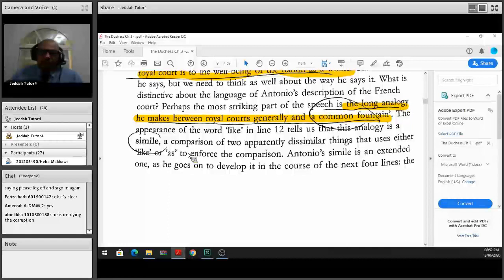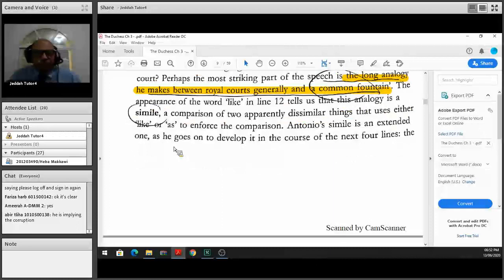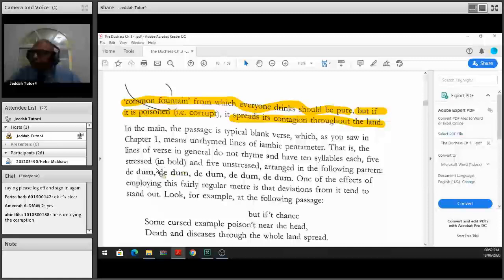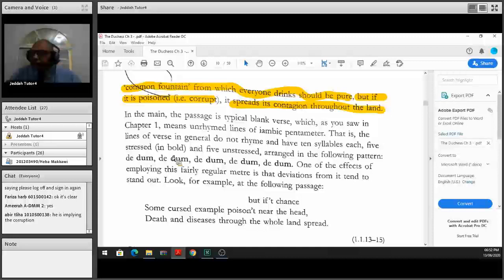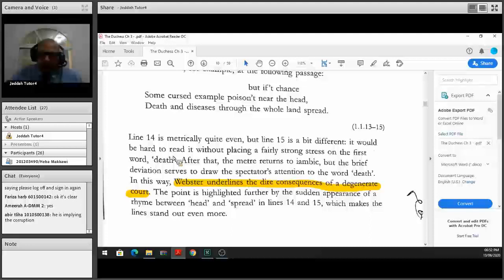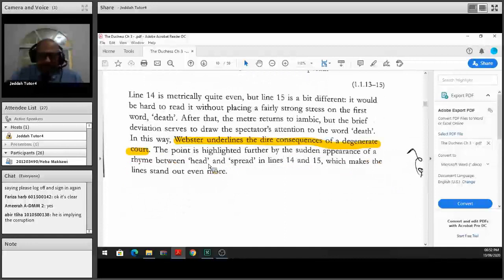So how can you keep the royal court clean like a common fountain? By dismissing flatterers, by dismissing corrupt officials, by having good advisors. So the common fountain from which everyone drinks should be pure, but if it is poisoned, that is to say corrupt, it spreads its contagion throughout the land. Everybody gets infected, and obviously this is bad news.